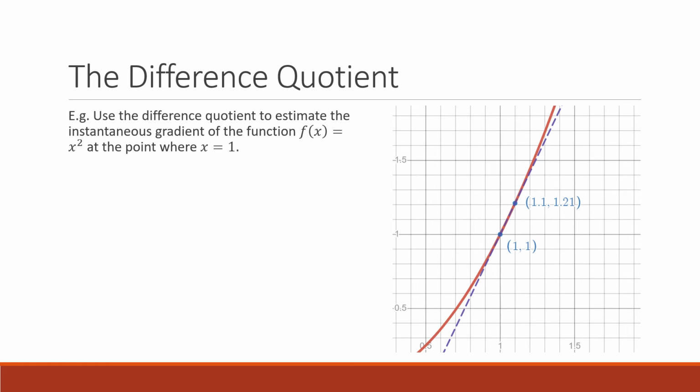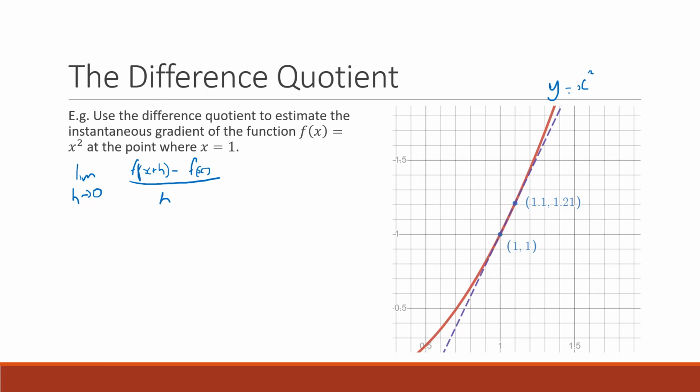All right, so let's do an example. So we want to use the difference quotient to estimate the instantaneous rate of change at the point where x equals 1 on the curve y equals x squared. All right, so remember our formula. So our gradient or our instantaneous rate of change will be f of x plus h minus f of x over h.